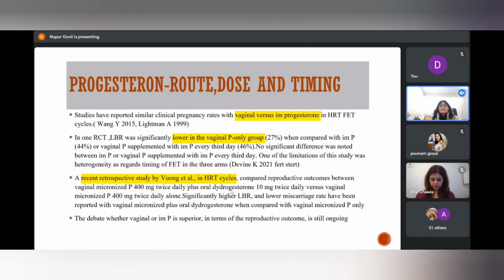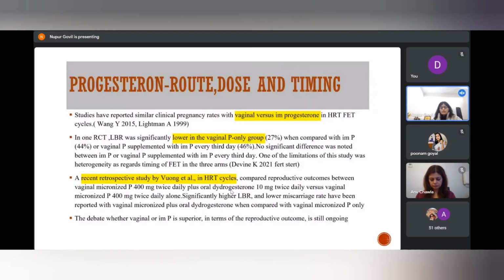Again, progesterone vaginal versus intramuscular, both have been found similar for clinical pregnancy rate. But in one of the studies, the live birth rate was significantly lower in the vaginal progesterone only group when compared with IM progesterone. In this study, they found that in the vaginal progesterone only group the pregnancy rates decreased, but when we combine it with intramuscular progesterone, or compare with intramuscular progesterone only, the pregnancy rates were comparable, or higher.